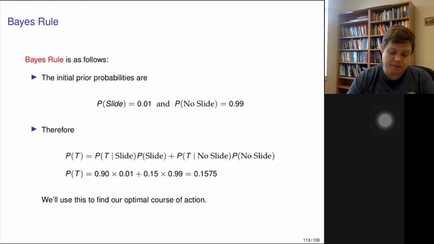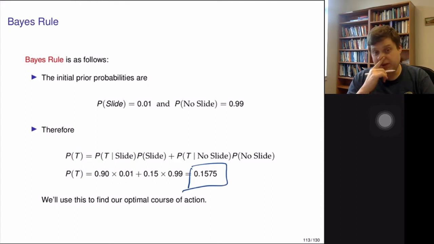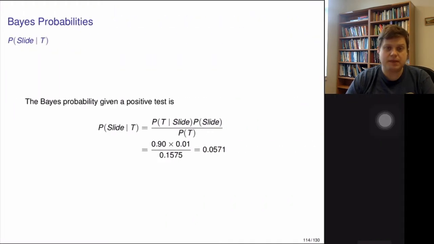And if we try to calculate the probability of the positive test, the total probability, we know how to calculate total probability. So it happens to be 0.1575. So you pay $3,000, and in 15% of the cases, the test will come out to be positive. We will use this number later in our calculation, so we're just going to remember it for now.